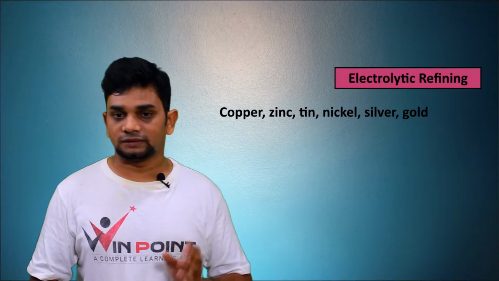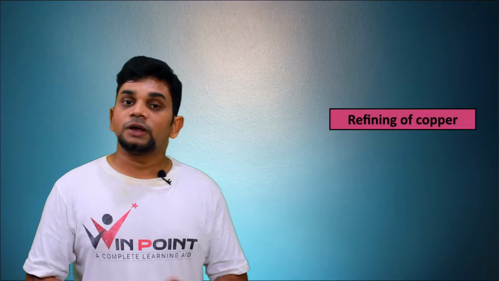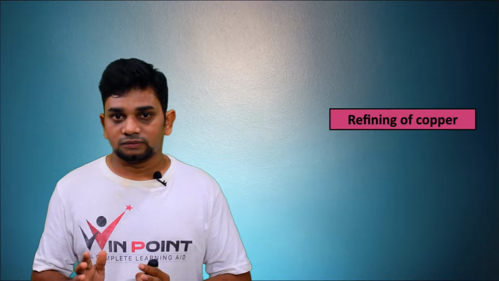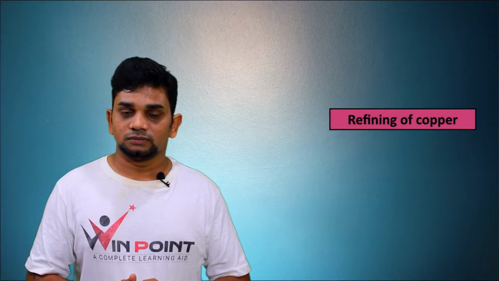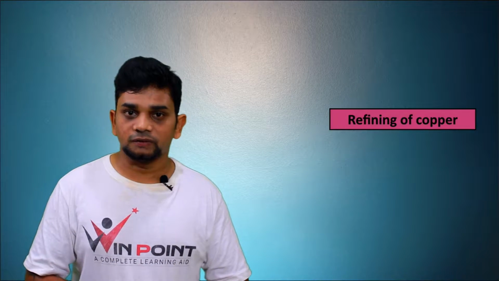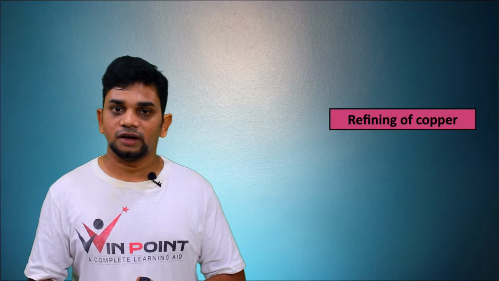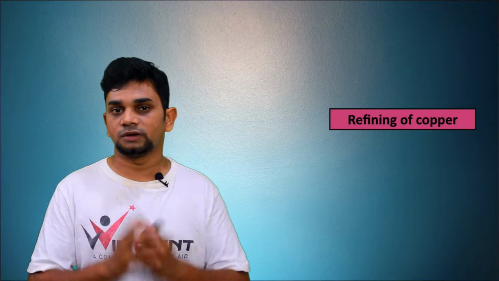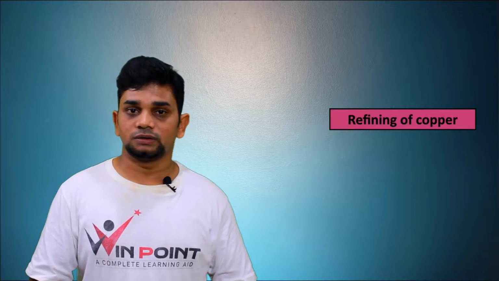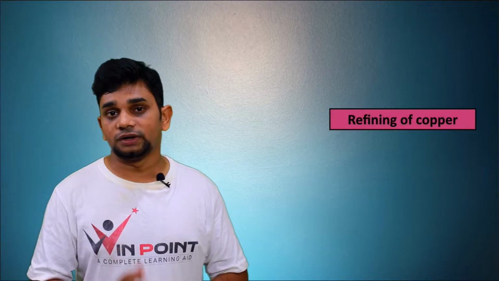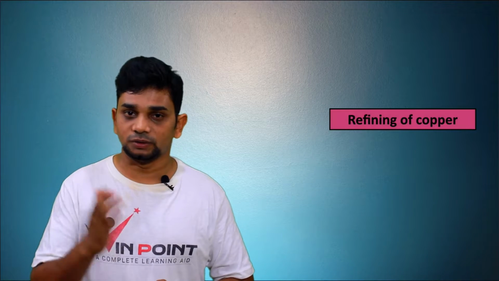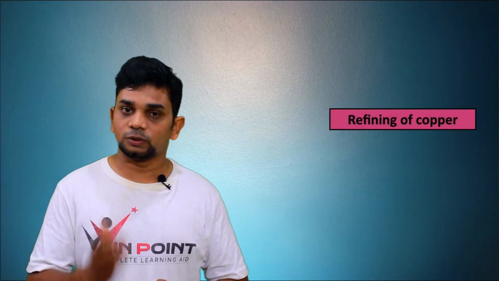We are going to take an example, copper. Refining of copper. After extraction we are getting copper. The ore of copper is copper sulfide. We convert that copper sulfide into copper oxide, and after reduction we get copper. That copper is not pure. It consists of impurities. We are going to remove those impurities using the refining process, electrolytic refining.